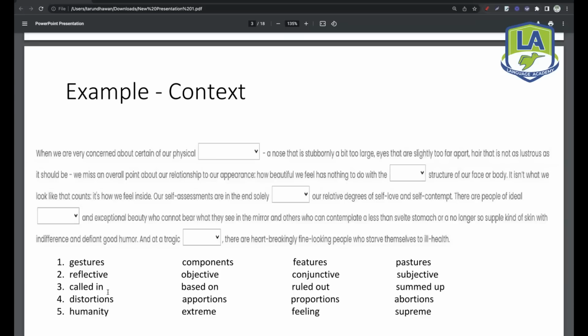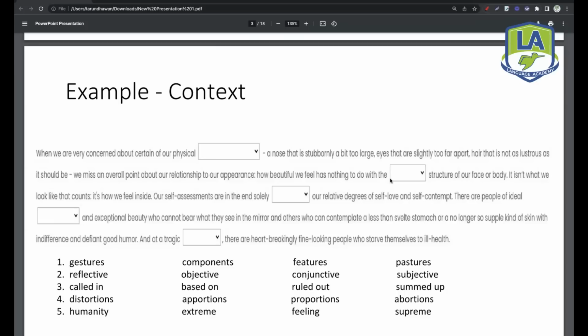Reflective structure. Reflective comes from the word reflect. There will be numerous times when we have options with words whose exact meanings we might not know. But in those cases, we can always take a reference; for example, the word reflective comes from the word reflect. The sentence says how beautiful we feel has nothing to do with the structure of our face or body. So is it that our face or body reflects beauty or it does not? Objective structure, objective is real structure.